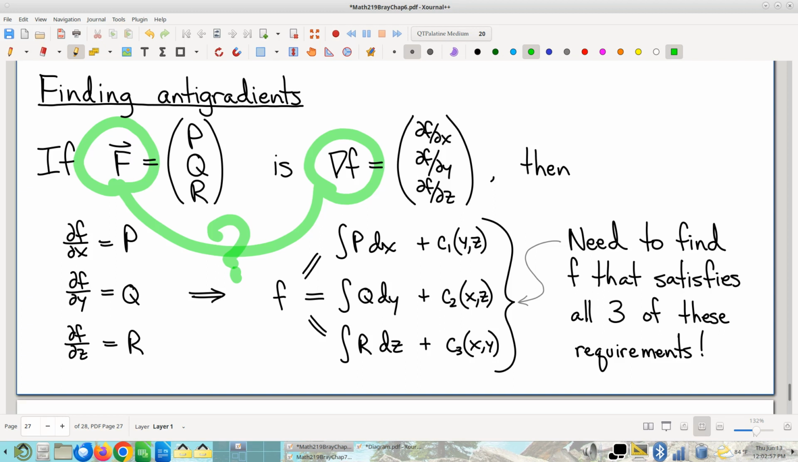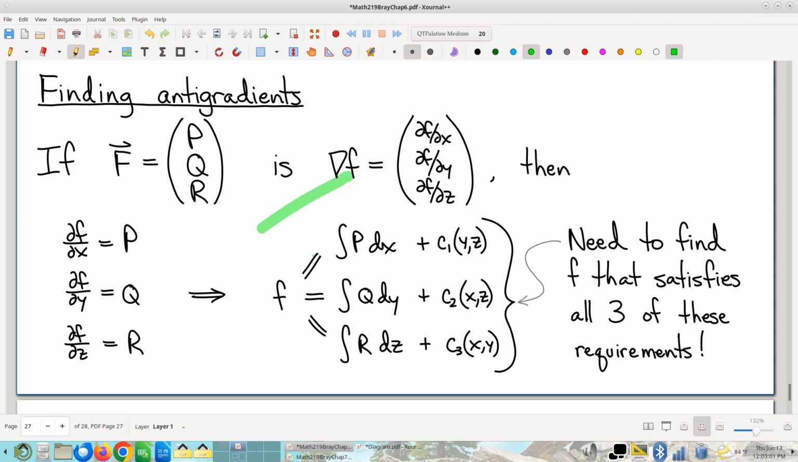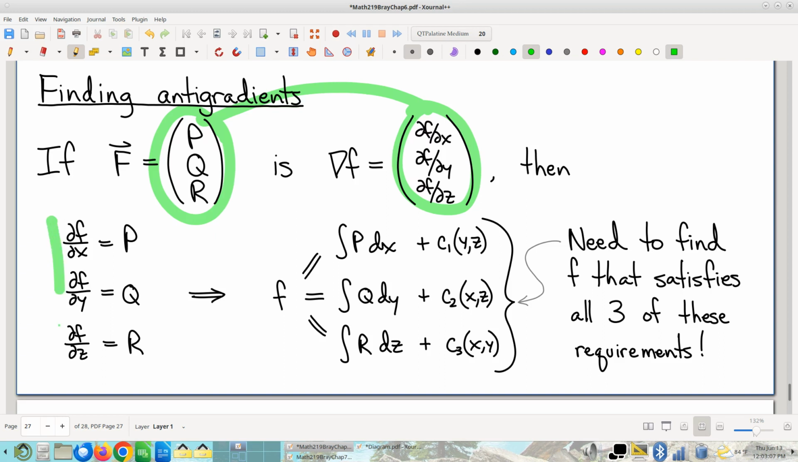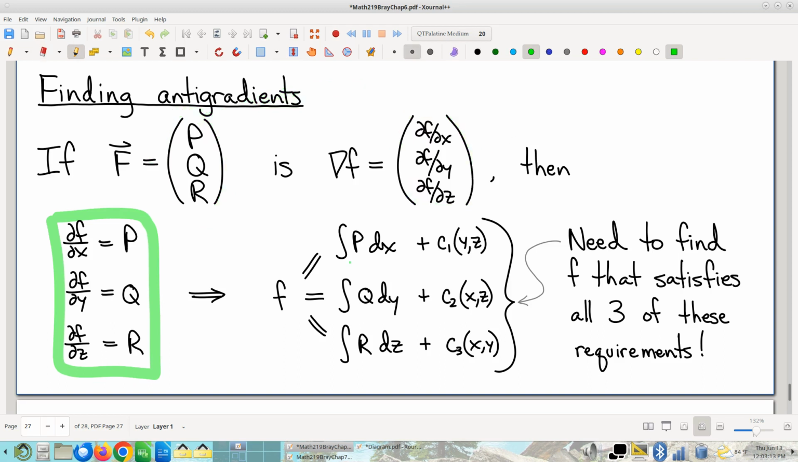Well, I can just write that out in coordinates. In coordinates, there's my vector field, and that's what a gradient is, which means that I need these three things to be true. Now, those three things are pretty much equivalent. I'm going to commit a little math crime here, confess and fix it later, but roughly speaking, fix to come later, are equivalent to these three statements.